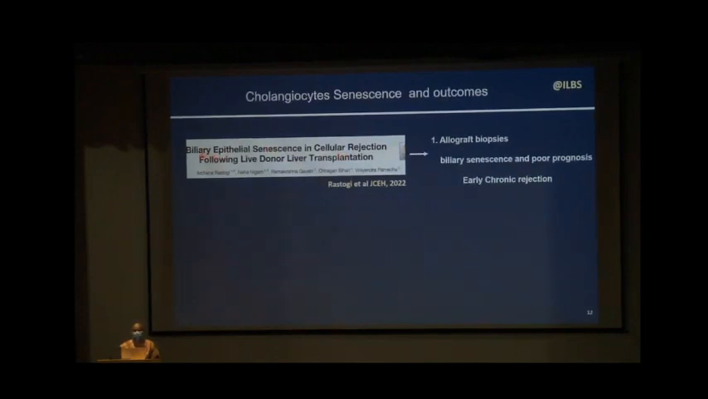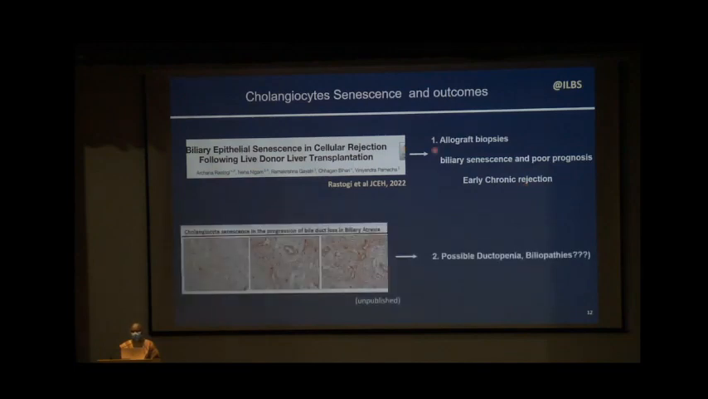This is work that we did where we showed biliary epithelial senescence, work from Dr. Archana, where she could correlate it with cellular rejection. In the allograft biopsy, if you use all these three markers and develop a senescence score, you will find that this leads to a poor prognosis, especially in early chronic rejection. The other thing that we see with the cholangiocytes is in biliary atresia. In biliary atresia, this data is still unpublished, we think that the senescence of these biliary epithelial cells can be a cause of ductopenia or biliopathy. So this is still under work.